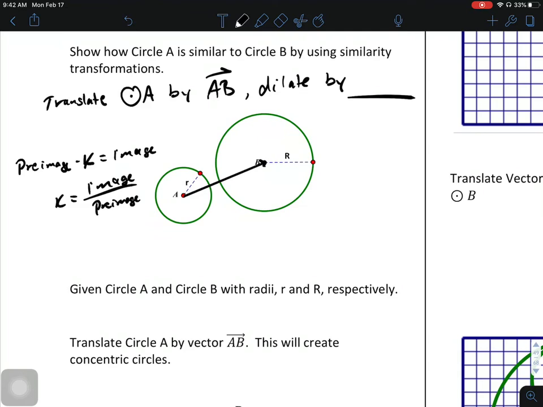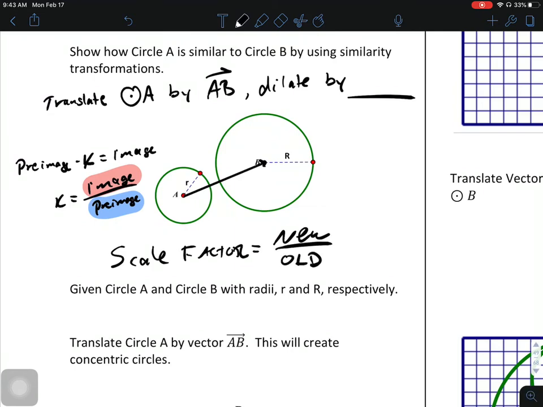Now, when I write pre-image and image, I'm talking about the size of something. Could be the length of a side, could be the perimeter, could be lots of things. We're going to be talking about radius in this regard. Pre-image is old, image is the new. So one way to look at this is the scale factor is always going to be multiplying by the new and dividing by the old. So in this case, the new radius is capital R and the old radius is lowercase r.